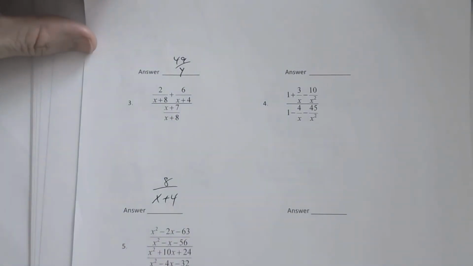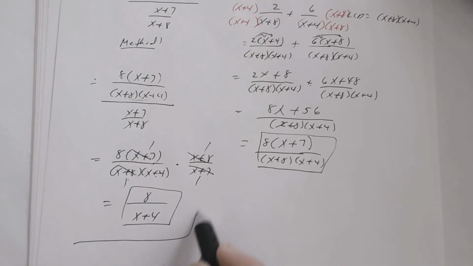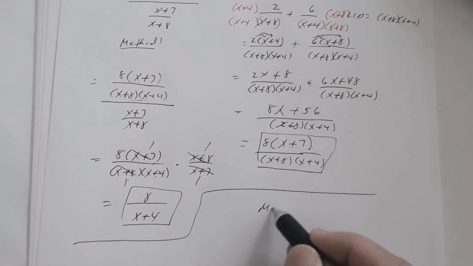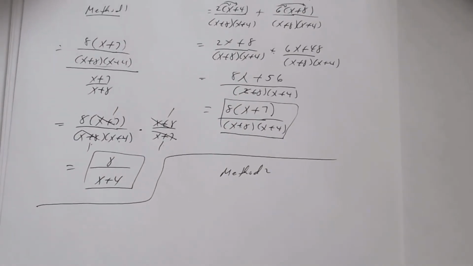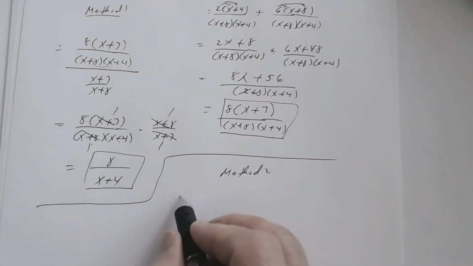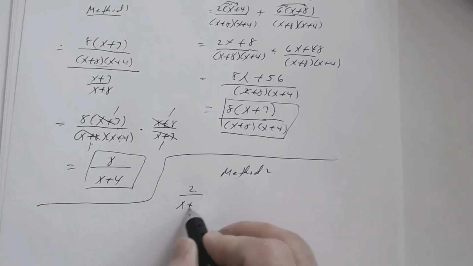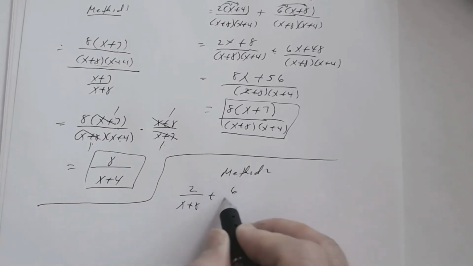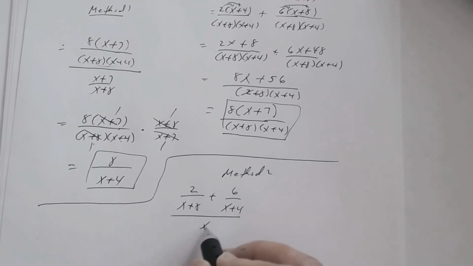Okay, so that was using method 1. If you had used method 2, let me go ahead and rewrite the problem. So here's the problem, and we had 2 divided by x plus 8 plus 6 divided by x plus 4, divided by x plus 7 divided by x plus 8.